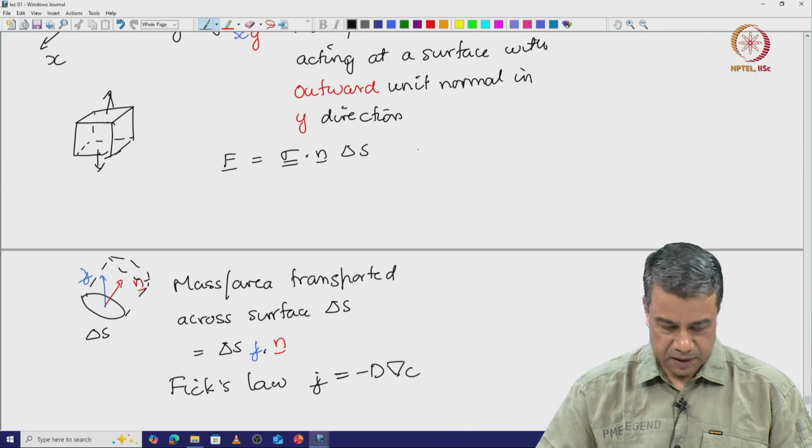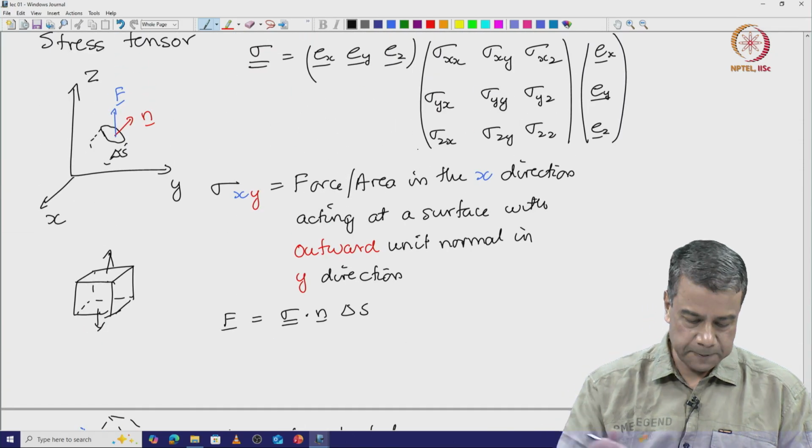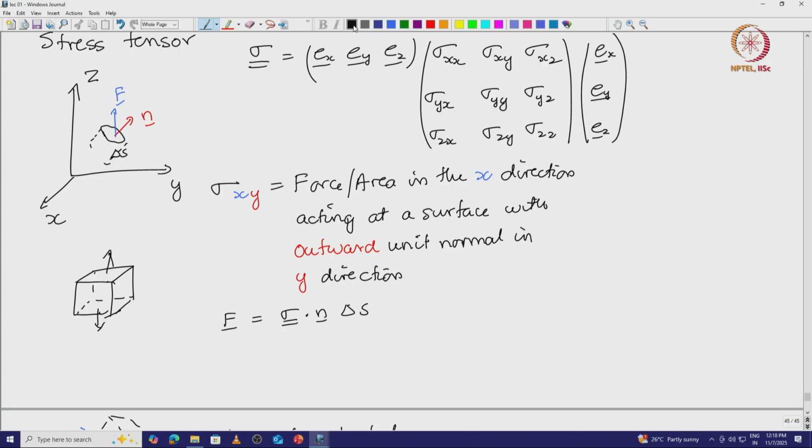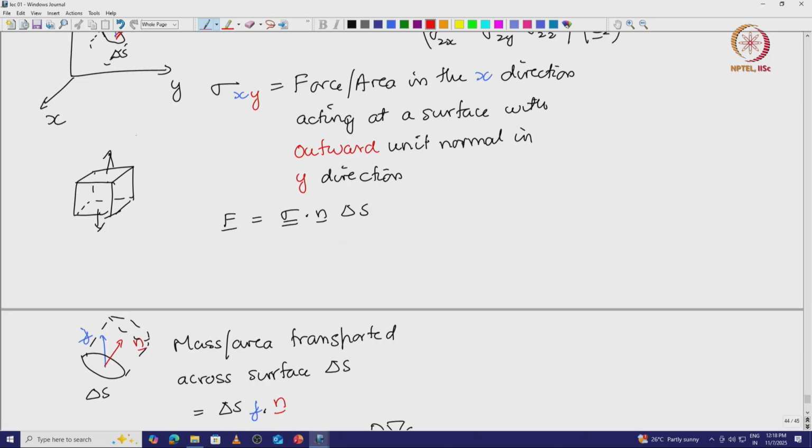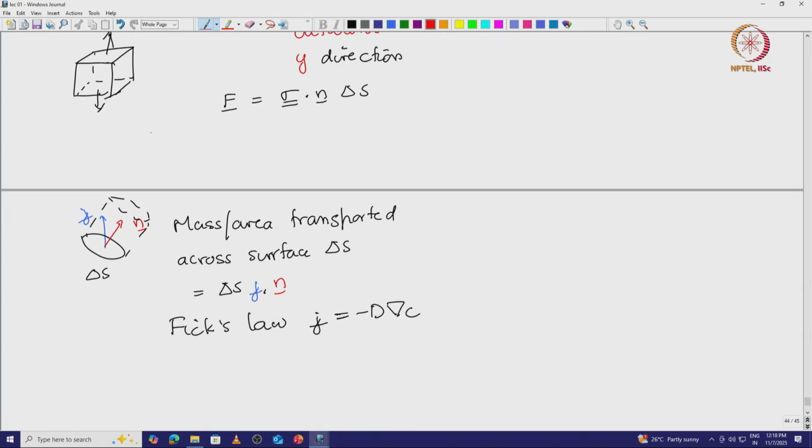In contrast, in this case we have defined it as the force per unit area acting on a surface whose outward unit normal is in the n direction. That means that this force is increasing the momentum of the volume below. So, there is greater momentum in the volume below if the stress component, or the force, is positive, whereas in this case there is a greater concentration, greater mass, in the volume above.